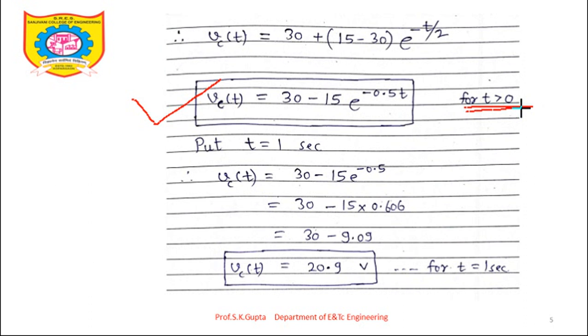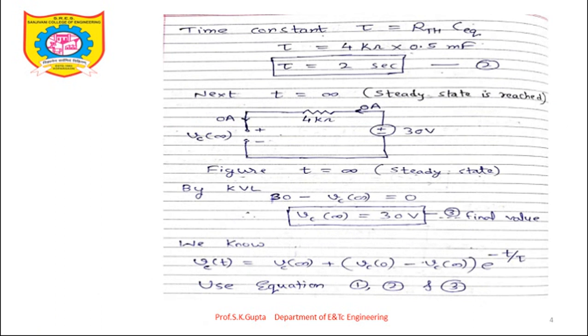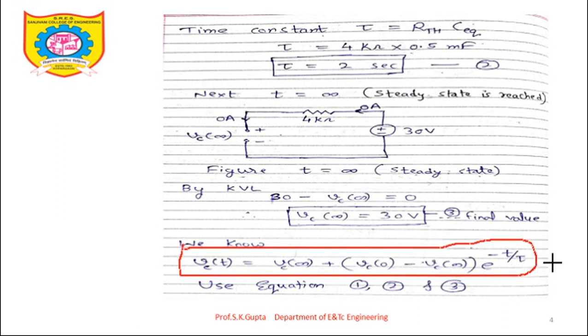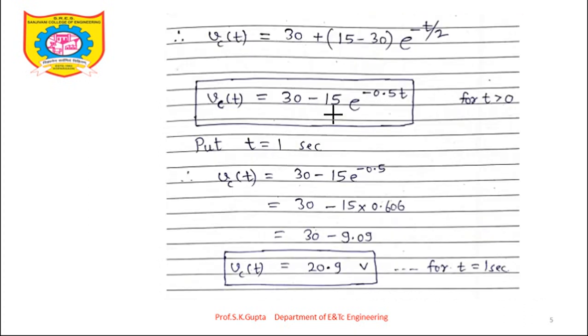After switching, since it is connected to the voltage source, it is not a source-free circuit. So I should use this equation to calculate the voltage across the capacitor: final value plus initial value minus final value, times e raised to power minus t by tau. Next we have to calculate the voltage at t equal to 1 second. Just put t as 1 and do the calculation. It comes out as 20.9 volt. So the voltage is 20.9 volt at t equal to 1 second.